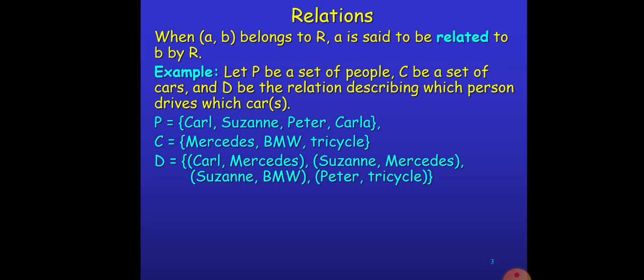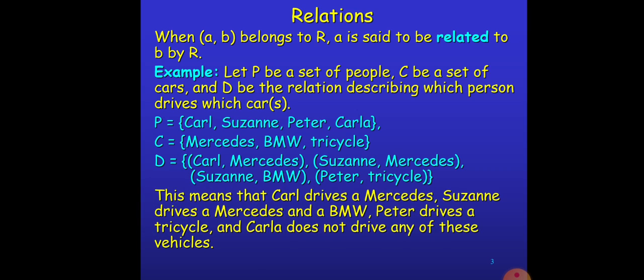Next, Suzanne is also there with Mercedes, so one pair is (Suzanne, Mercedes), that means Suzanne is also driving a Mercedes. Third, (Suzanne, BMW) is one more pair, that means Suzanne is also driving a BMW. The fourth ordered pair is (Peter, tricycle), that means Peter is driving a tricycle. So these types of relationship sets we have to form, or they will be given to us, and we have to find the relationship between them.